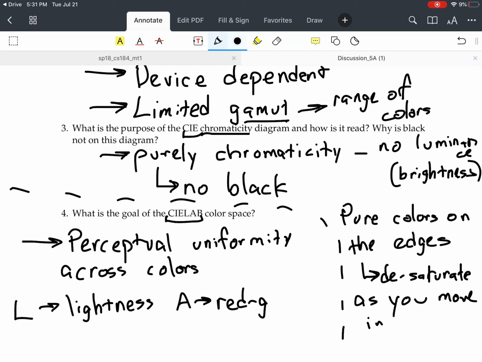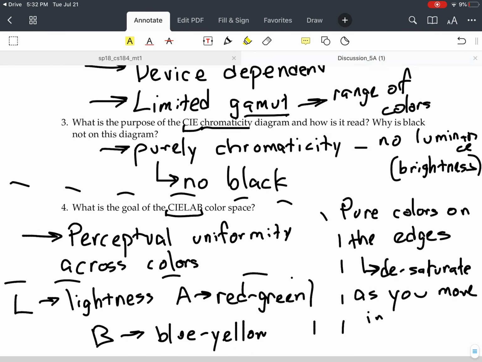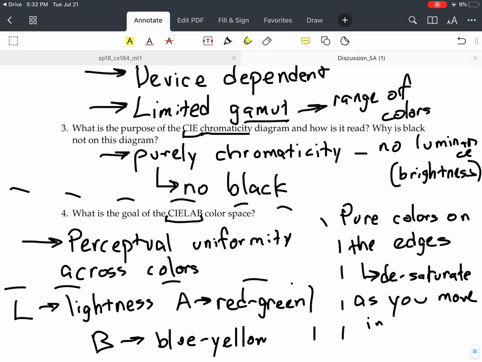So CIE lab is often used in a sort of device independent way. Up here we talked about how one of the common problems associated with defining a color space is that the color space is device dependent. It looks different on different devices. Different devices have different ranges, so some colors may not be in there, all of that. But the goal of the CIE lab color space is that it's device independent, so the colors are defined independently of how devices use them, and that's the goal. Okay, perceptual uniformity across colors.